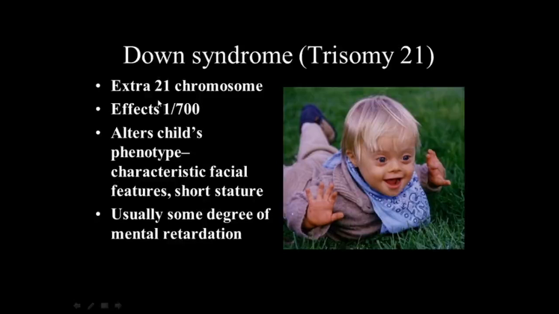What happens in this trisomy? An extra 21st chromosome, one chromosome, is added, and this Down syndrome affects 1 out of 700. It means among 700 it is 1. It alters the child's phenotype. If the genotype has been changed, meaning 1 chromosome has been added, so 47 chromosomes are there, it will result in a changed phenotype, with characteristic facial features, short stature, and usually some degree of mental retardation. They are also observed in Down syndrome.